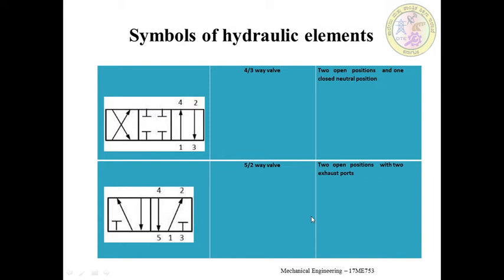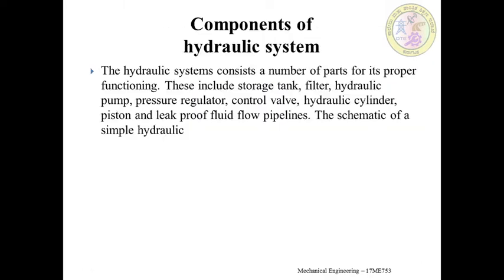Depending upon the application, we can use various types of valves. Components of a hydraulic system: the hydraulic system consists of a number of parts for proper functioning. This includes the storage tank, filter, hydraulic pump, pressure regulator, control valve, hydraulic cylinder, piston, and leak-proof fluid flow lines. A schematic of a hydraulic circuit is shown in the next slide.